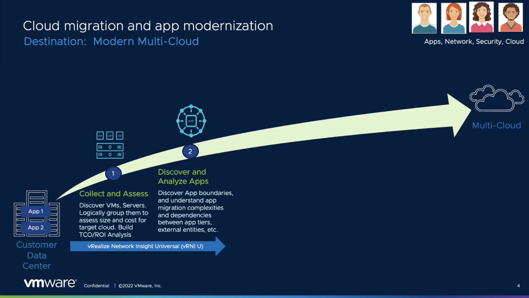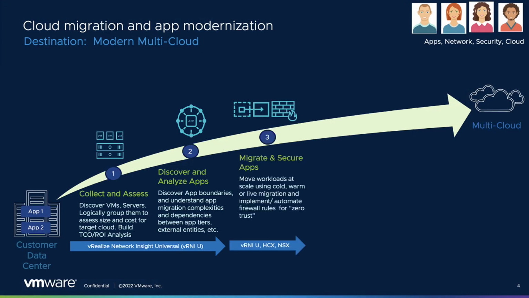Once you have that, once you've identified that, this is where vRealize Network Insight Universal fits in, and Martin will cover this in the demo. But this is a critical phase. First, identify the assets, group the assets into the respective applications. But once you have done that, the third phase is, well, I migrate, right?